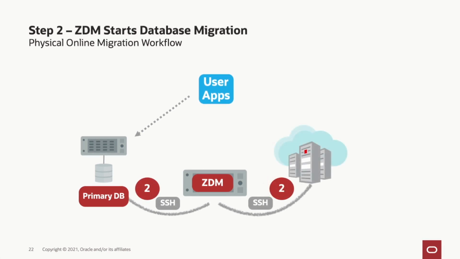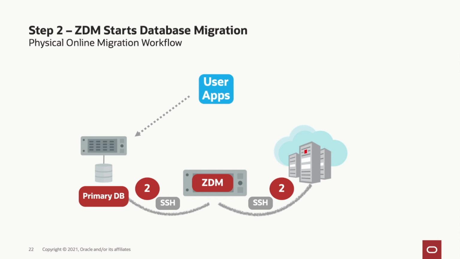So you issue the migration command. Remember that ZDM runs on a command line based tool. So basically you will say ZDM CLI migrate database. That's the name of the command line interface and the migration command. You provide information about the response file, information about the source and target database, and ZDM starts the migration process.